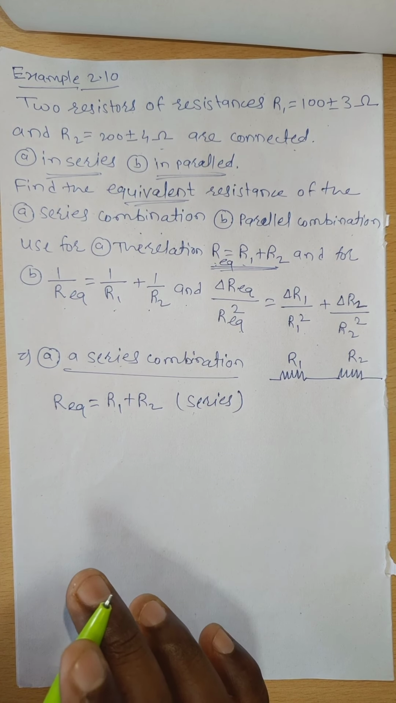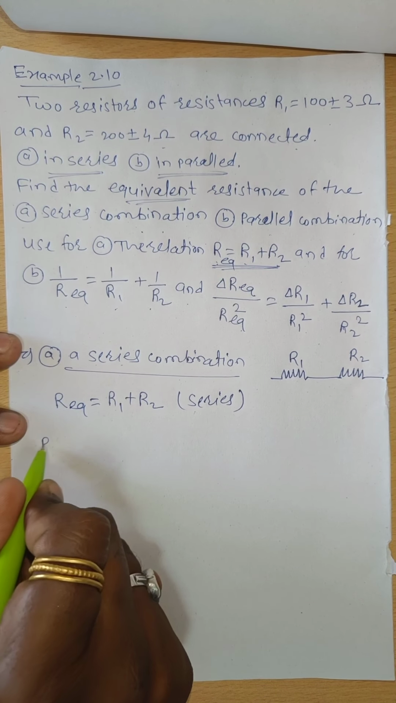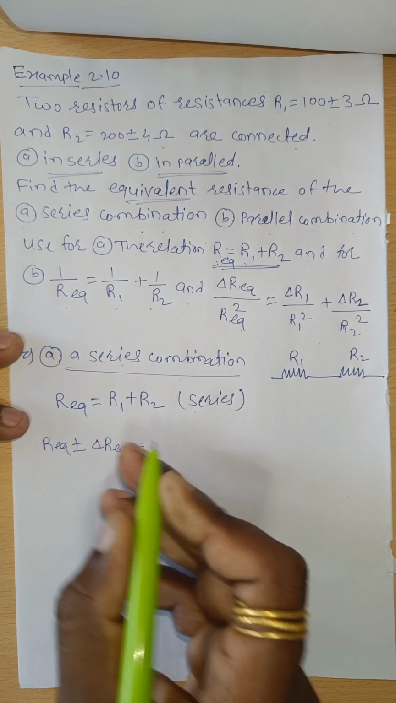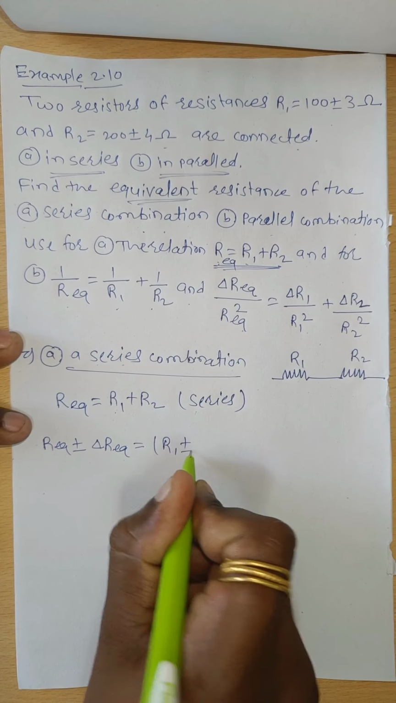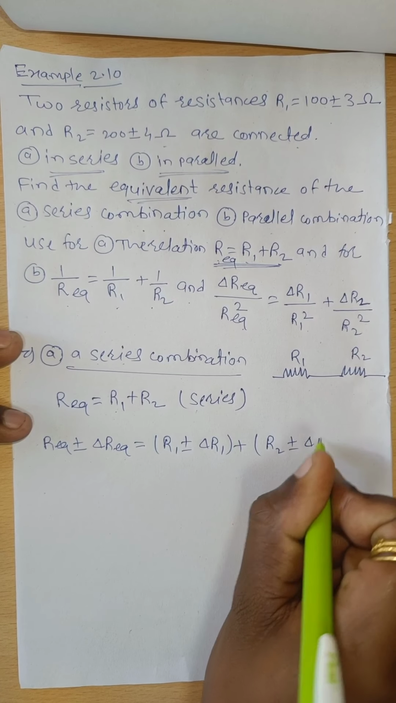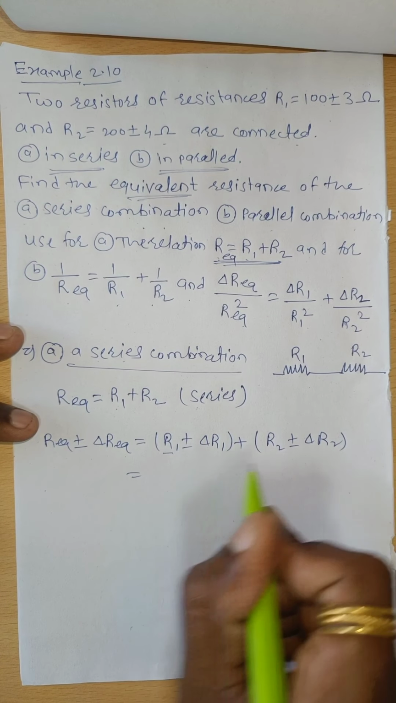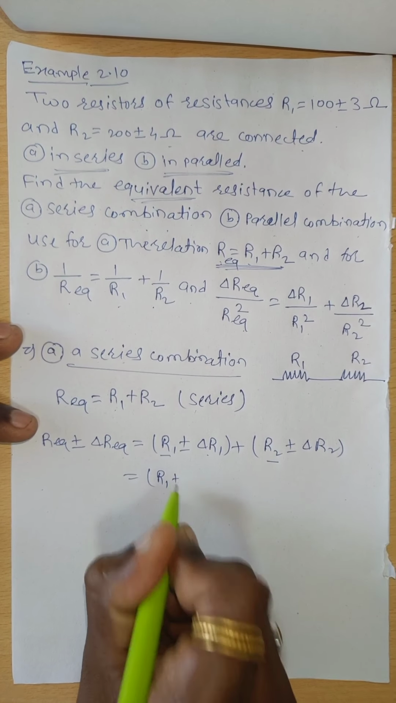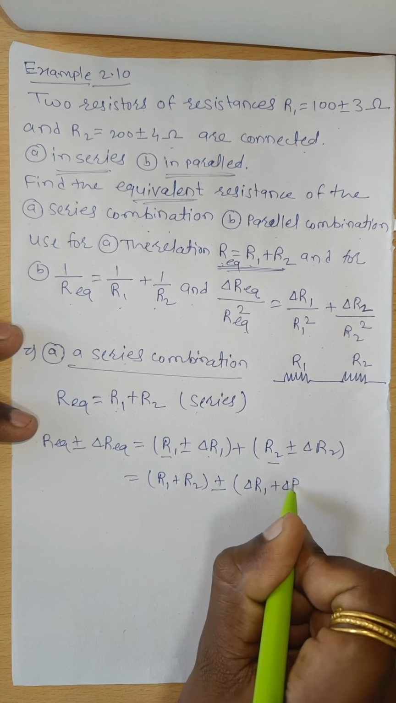Now we have to add those two physical quantities, R1 plus R2. Now R equivalent is nothing but R equivalent plus or minus delta R equivalent, which is equal to, that is how you can write, R1 is nothing but R1 plus or minus delta R1, plus R2 is nothing but R2 plus or minus delta R2. When the two physical quantities are added, we have to add their true values and also add their errors. That is R1 plus R2 plus or minus delta R1 plus delta R2.